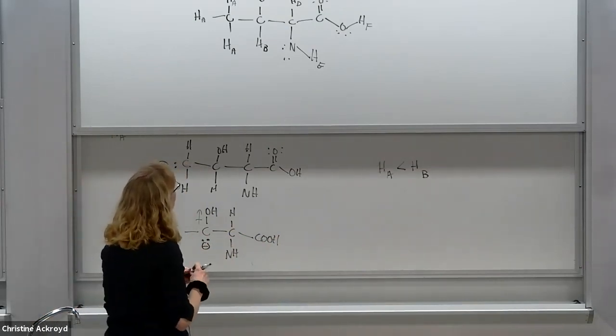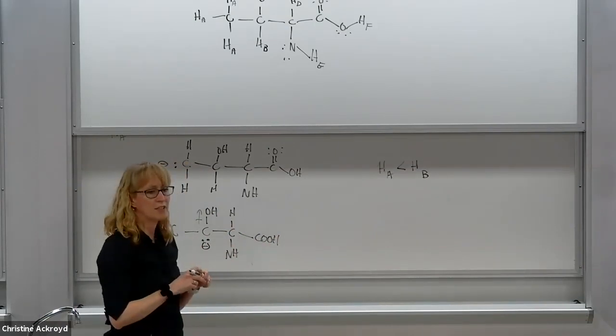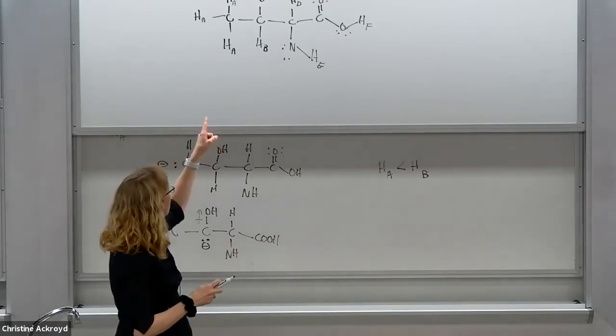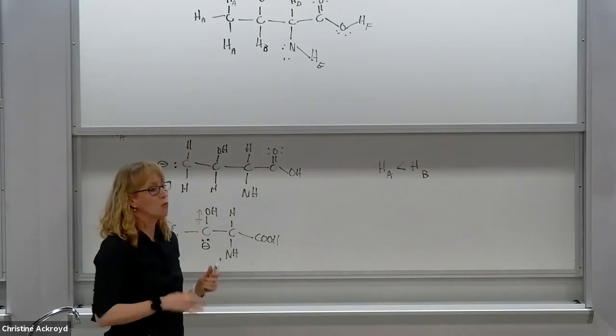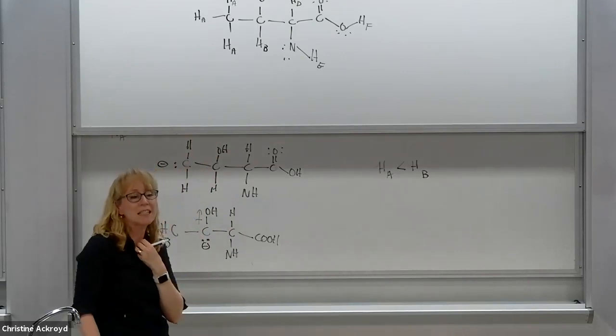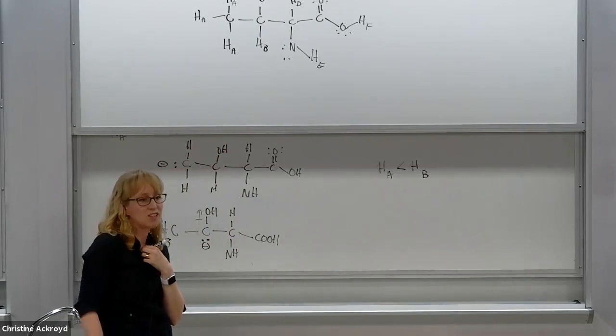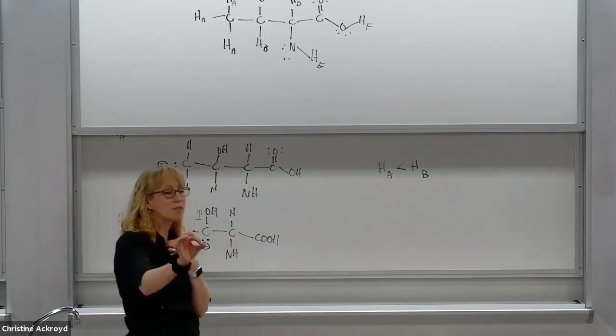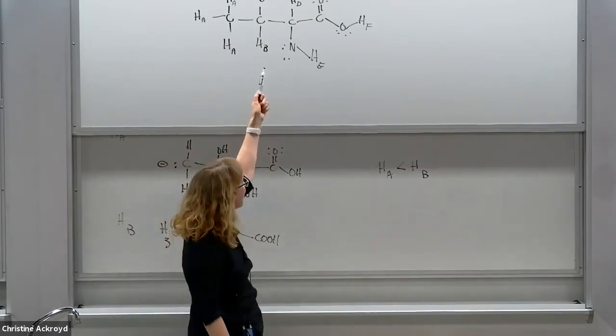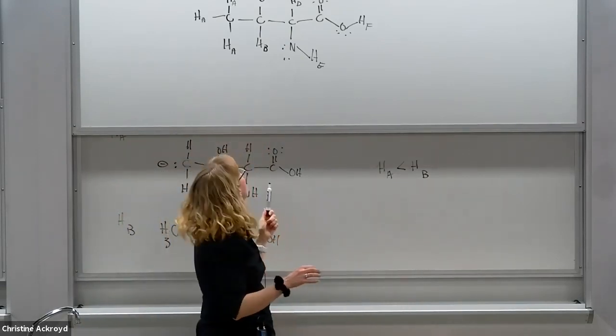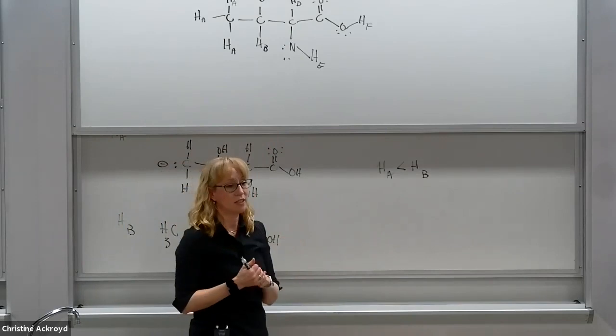All right. We have four protons left: D, C, E, and F. Which one do you think is going to be the least acidic? Prediction here. Okay, people are saying D. Why would proton D be less acidic than C, E, and F?